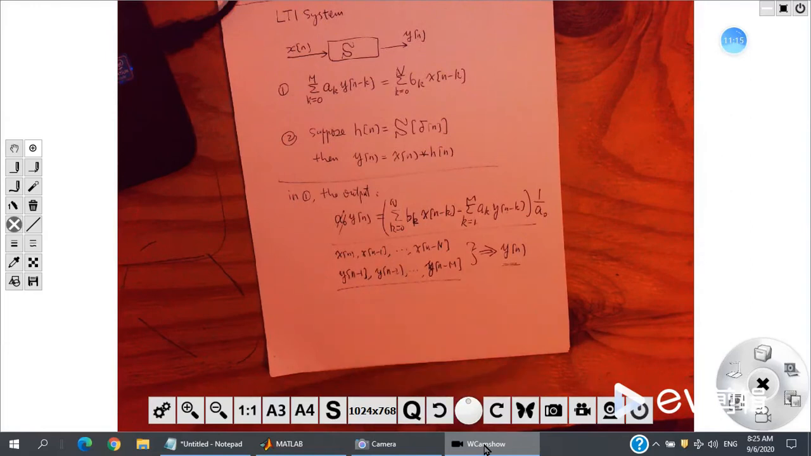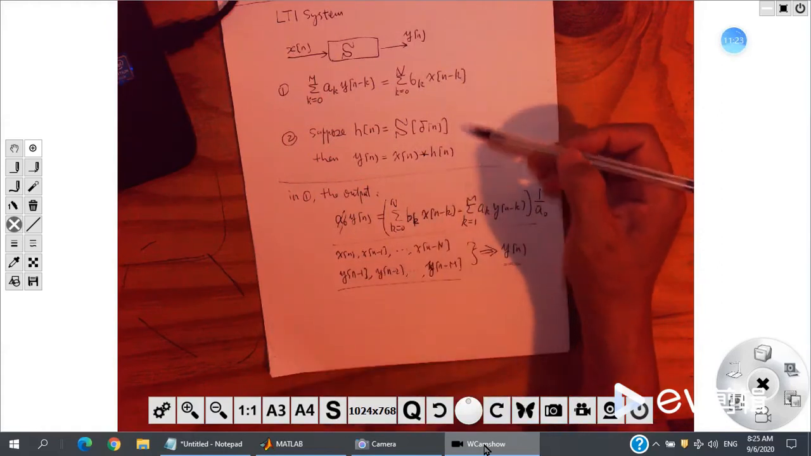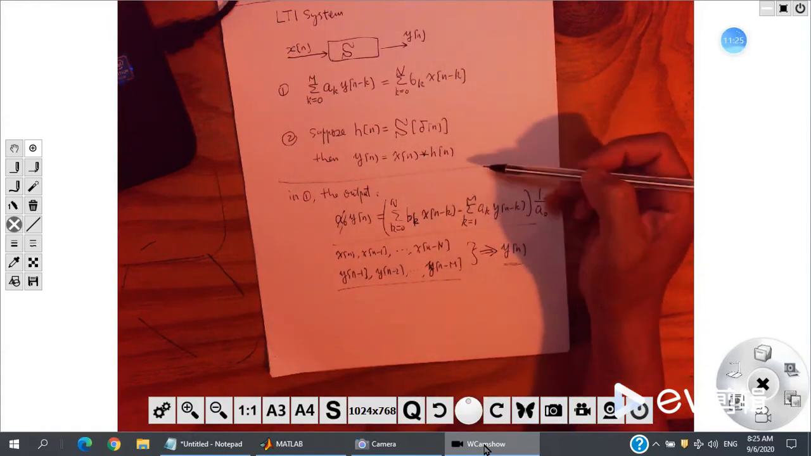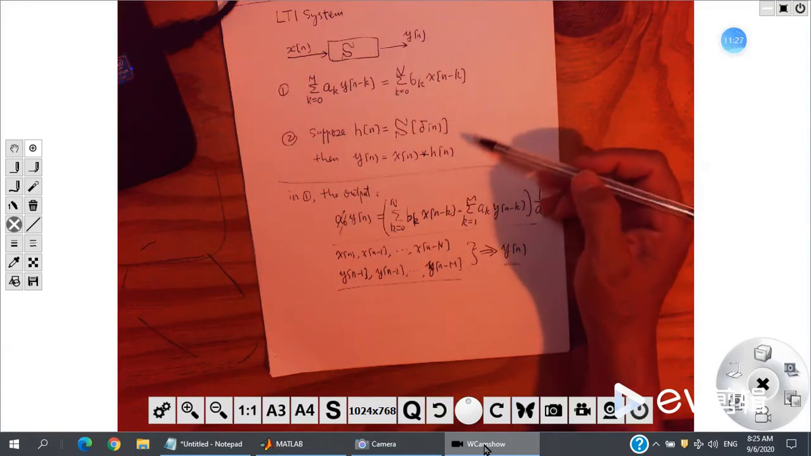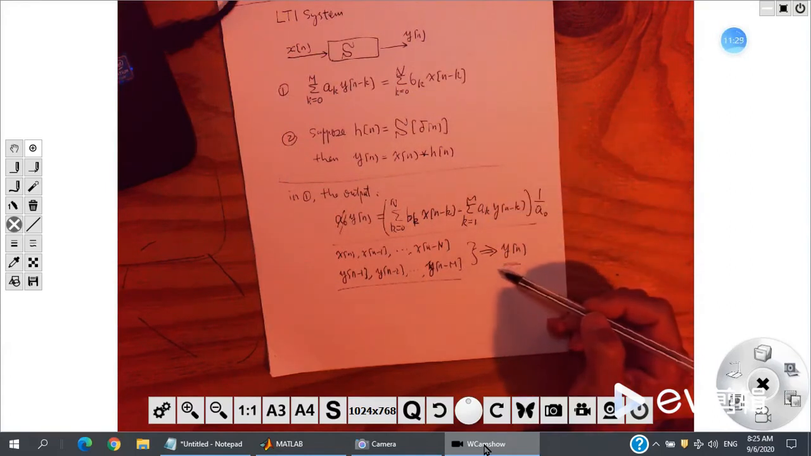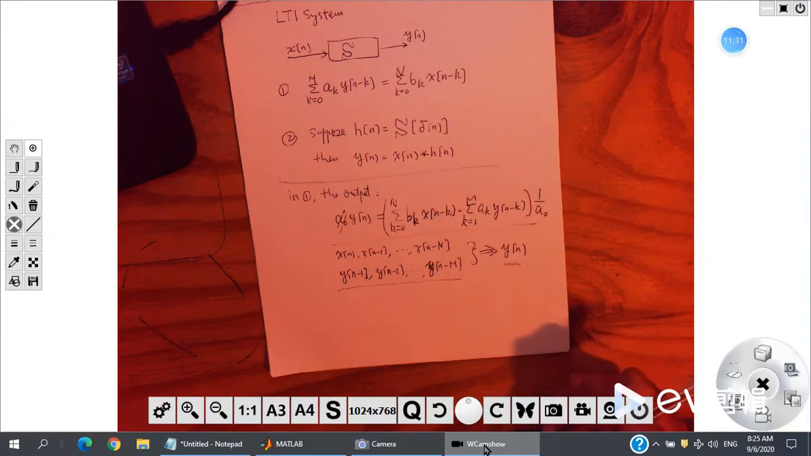And these are input. So you can find output from input and some previous output, you get y. Okay, so by these two ways, in both ways, we can find what the output is.